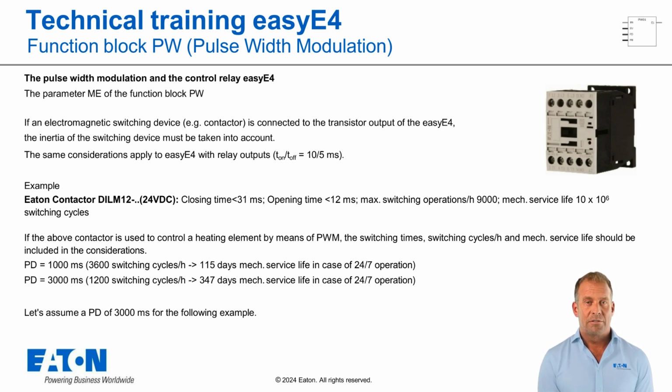The following is an example calculation of the service life. PD equal to 1000 milliseconds, 3600 cycles per hour means 115 days mechanical, 24/7 hours operation. PD equal to 3000 milliseconds, 1200 cycles per hour means 347 days mechanical, 24/7 hours operation. For the example below, let's assume a PD of 3000 milliseconds.